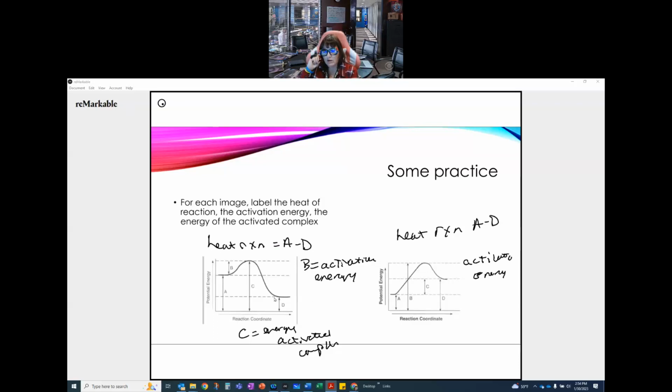So the difference between our starting point and that highest point. Sorry, thinking. This is also equal to C. What have they done? Sorry, trying to figure out what they've done. B minus A.